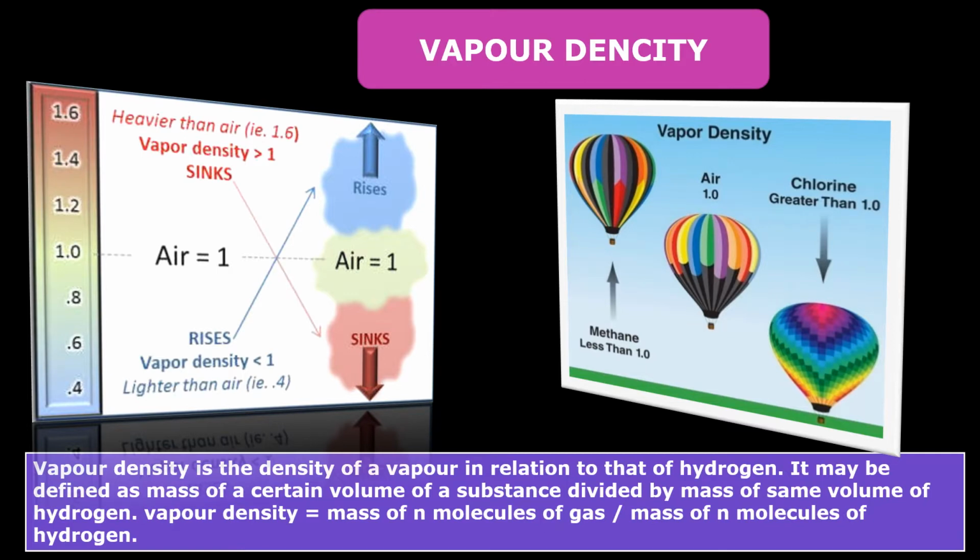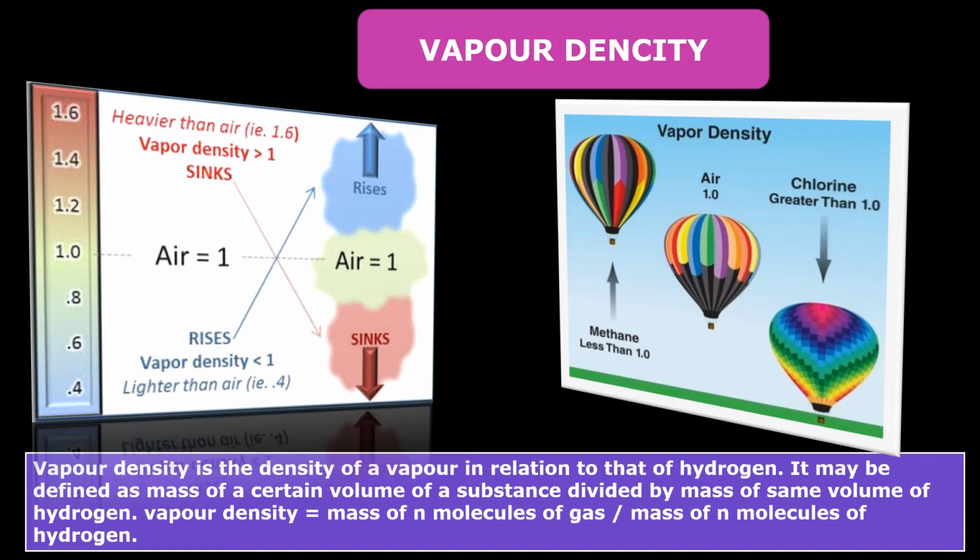Now, what is vapor density? Vapor density is the density of a vapor in relation to that of hydrogen. It may be defined as mass of a certain volume of a substance divided by mass of same volume of hydrogen. Vapor density, or V.D., is equal to mass of n molecules of gas divided by mass of n molecules of hydrogen. N is an unknown number. N is variable.